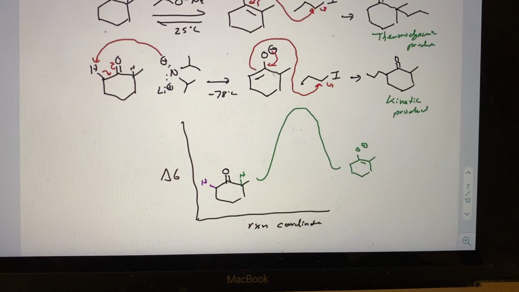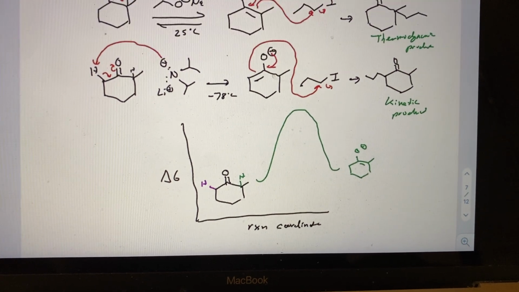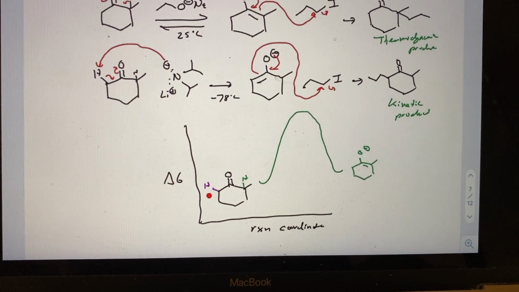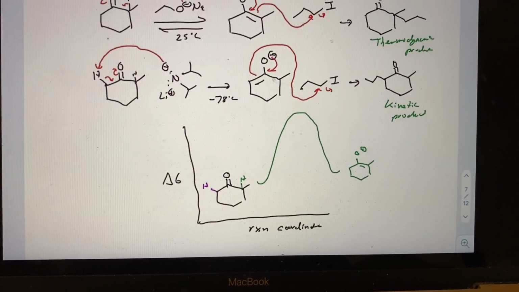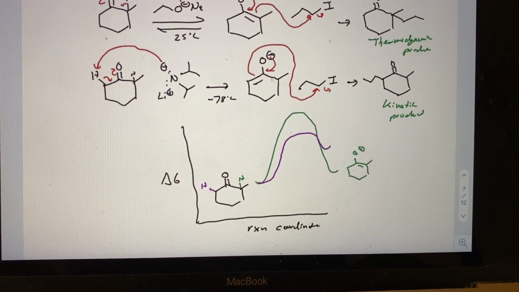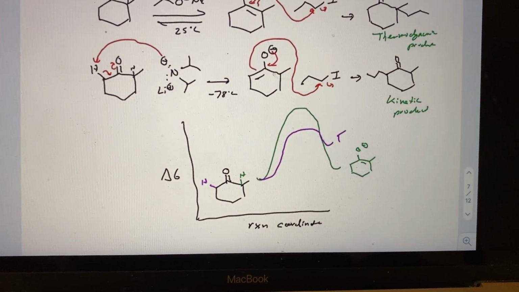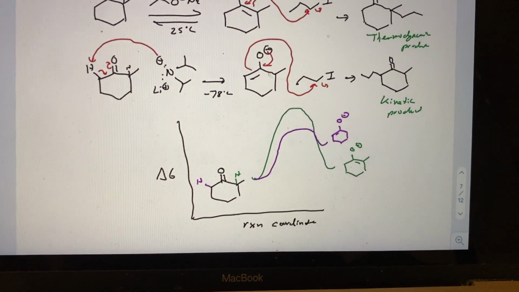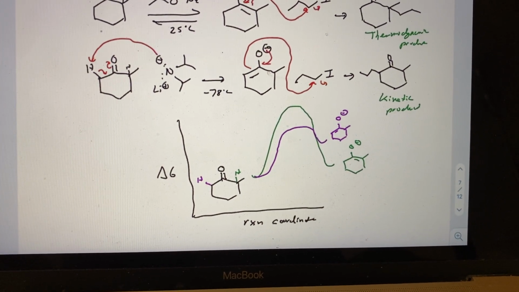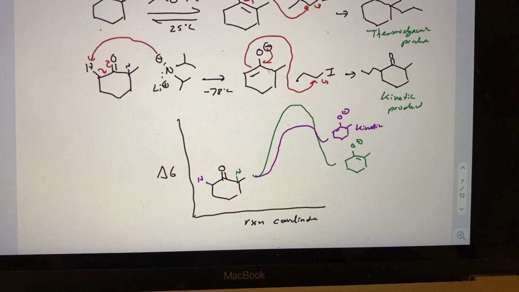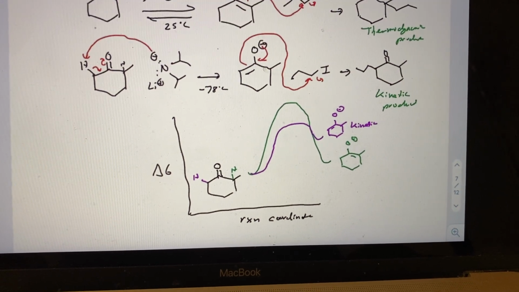Now, the big bulky base that can pull off this less hindered proton over here on the left is going to require less energy. So there'll be a lower activation energy barrier, but it's going to end up forming something that is not as stable. And so this is going to be our kinetic product. And the green one is our thermodynamic product.